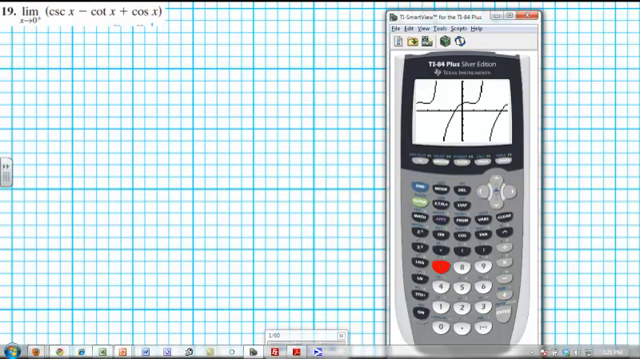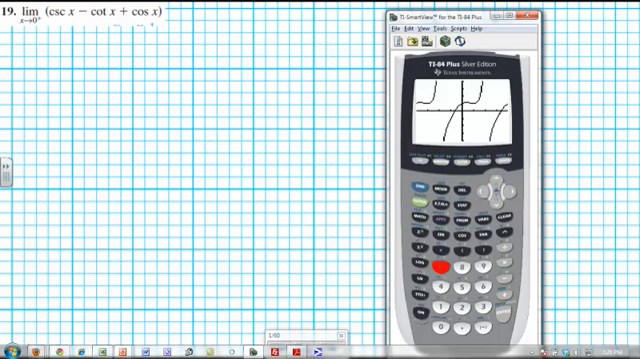What do we think is happening as x approaches 0 from the right-hand side? Looks to me like it's looking to be about 1. So far, so good? All right. So, looks like it's about 1. And let's see what analytically we can do with this problem and see if we can confirm that as well.